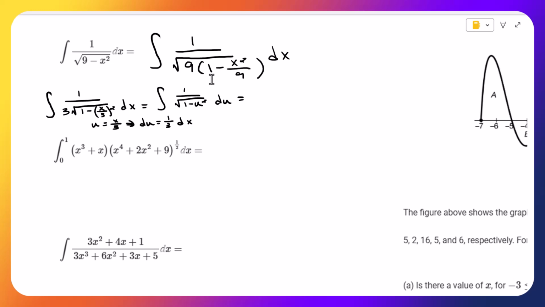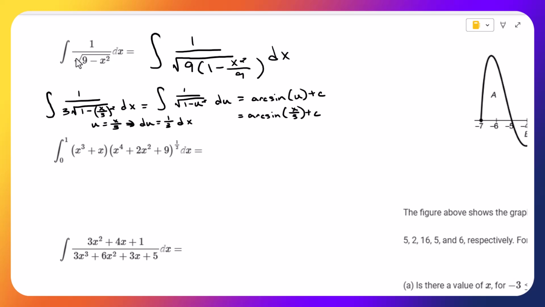So this is going to be arcsine of u plus c, because remember, when we're doing an indefinite integral, we always need to have our plus c. And finally, I'm just going to rewrite this u in terms of x. It was x over 3, so we have arcsine of x over 3 plus c. And boom, this is our antiderivative of that.